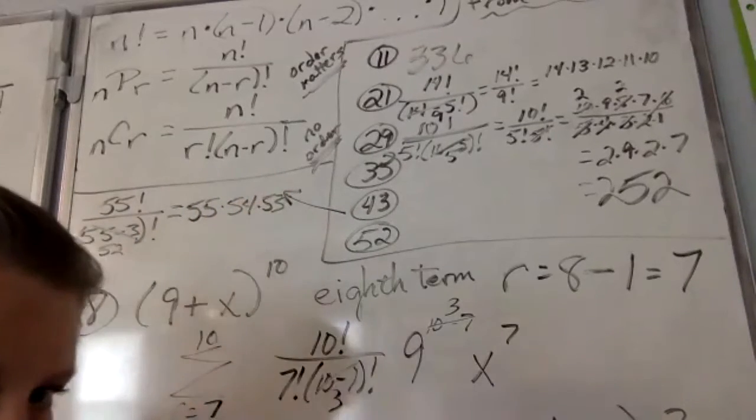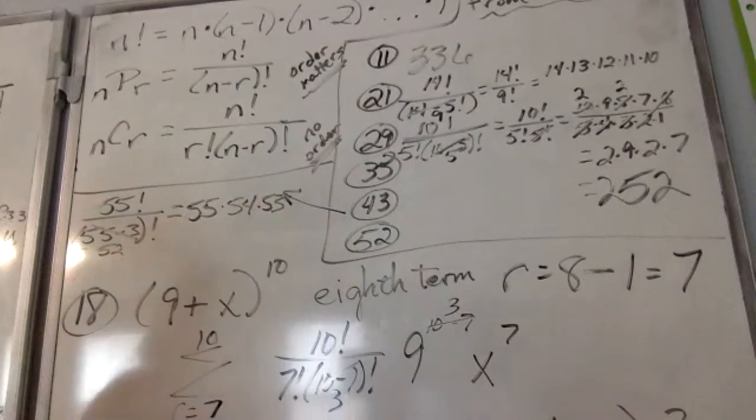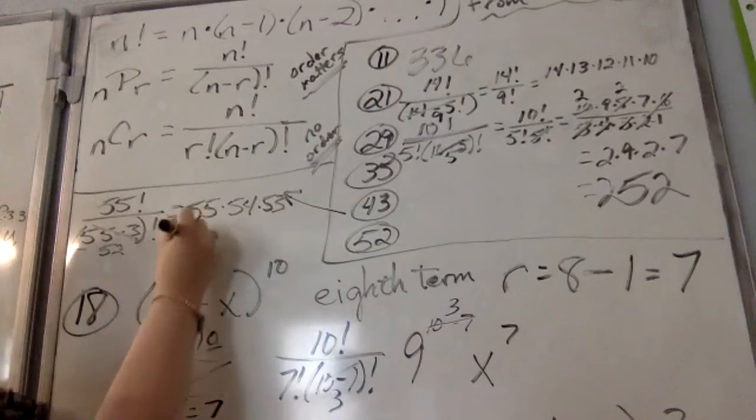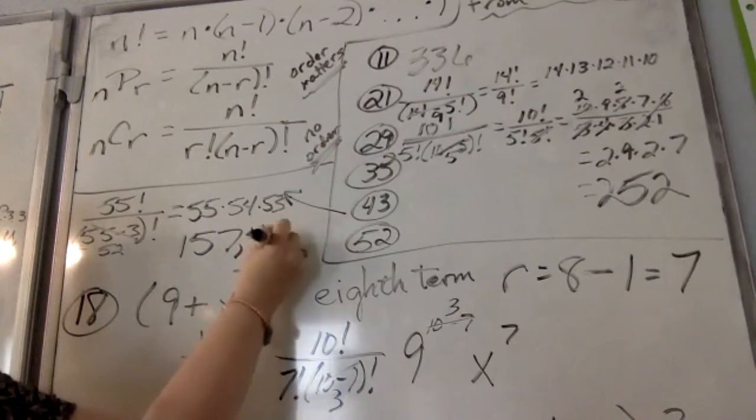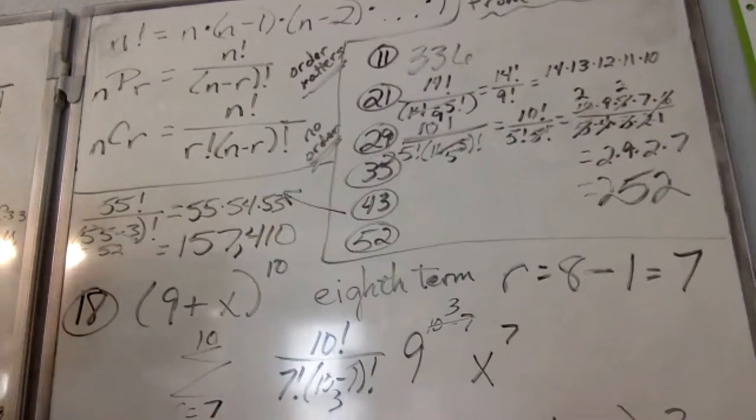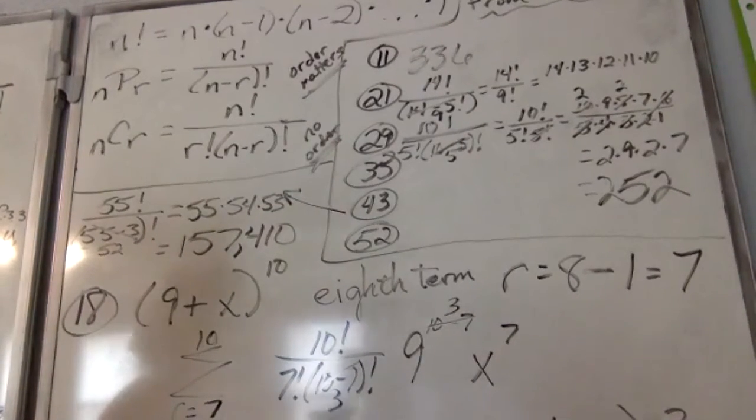But remember, we said when we did the permutations, you usually ended up with a lot larger number. So if I take 55 times 54 times 53, I get 157,410 ways that they could pick the officers for whatever club it was.